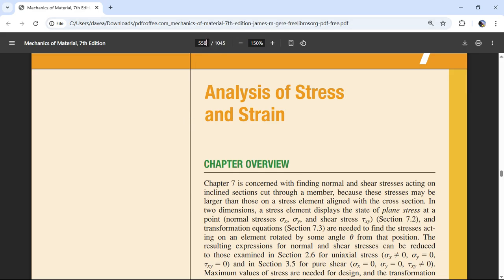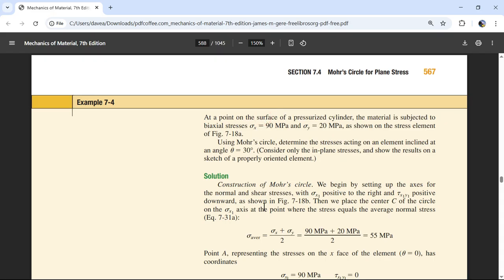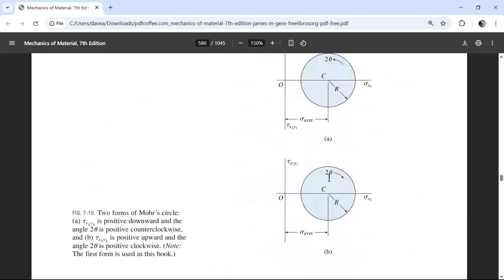And so this is Mechanics of Materials. This book you can get online with a download, pdfcoffee.com. Anyway, Mechanics of Materials, James M. Gere. So what I want to do is dive into the mathematics. And let's see. Oh, 558.